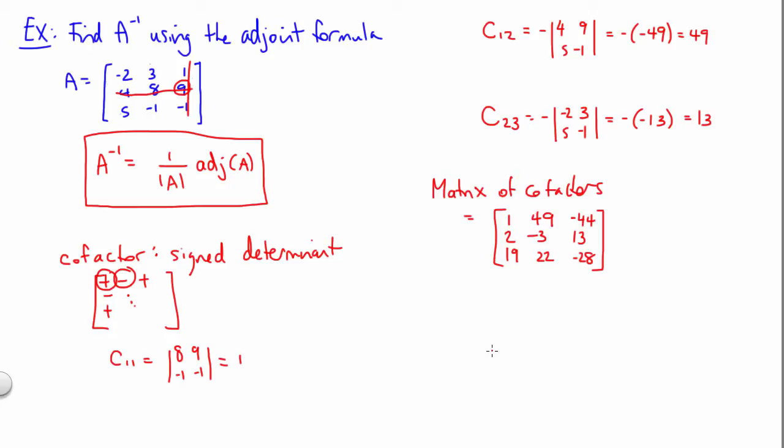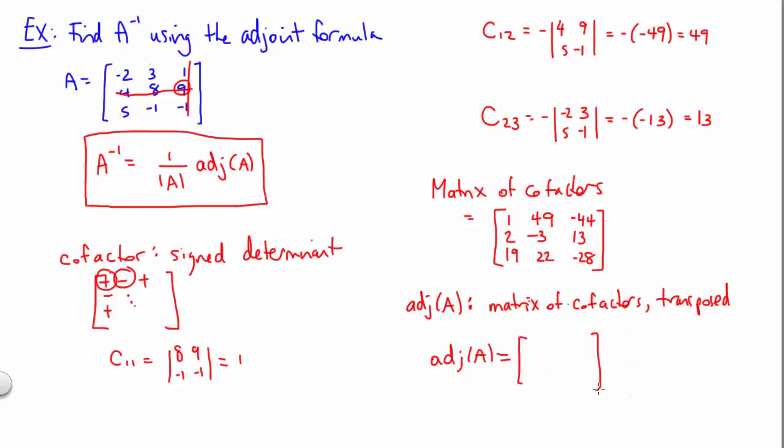Now what we're working towards is this idea of the adjoint of a matrix. So let's write down the definition here. The adjoint of A is the matrix of cofactors transposed. So to get the adjoint of A, we're just interchanging the roles of the rows and columns, meaning we can copy the rows of this matrix into the columns and we'll have our adjoint.